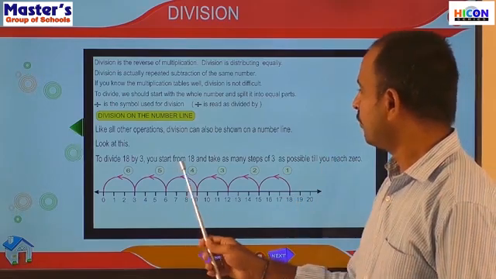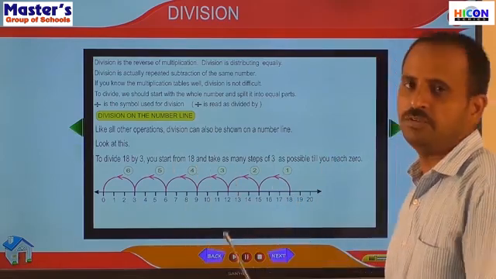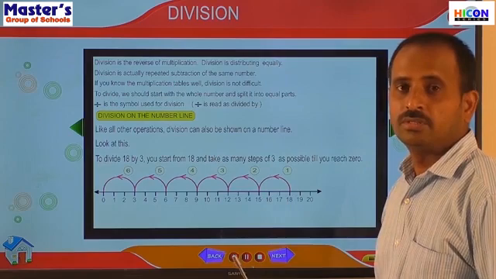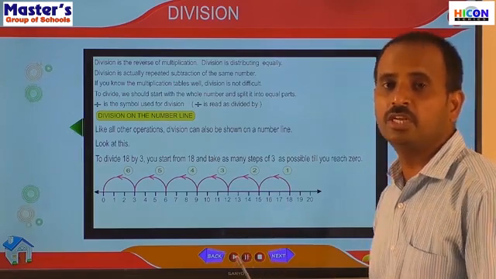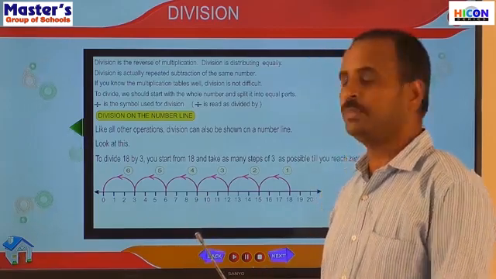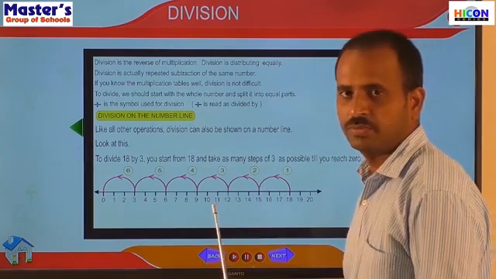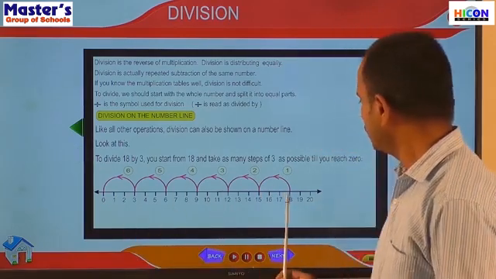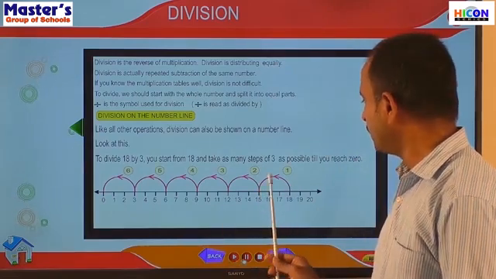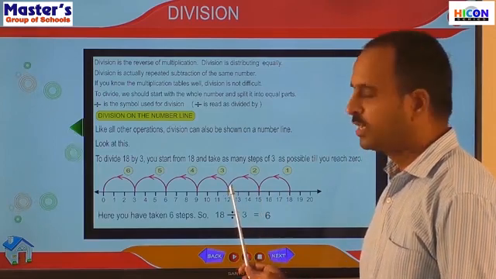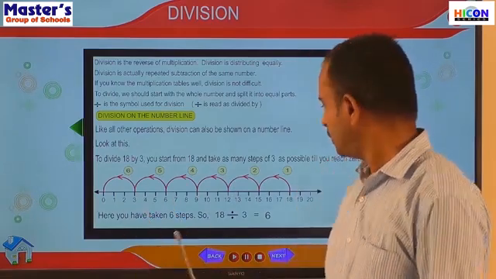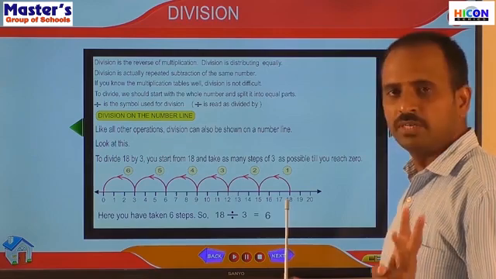And next, you start from 18 and take as many steps of 3 as possible. In each step you have to cross 3 numbers, and move the steps until you get 0. So children, we move every step for 3 numbers each, and continue moving the steps until we get 0. Start from 18 and count 3 numbers first.